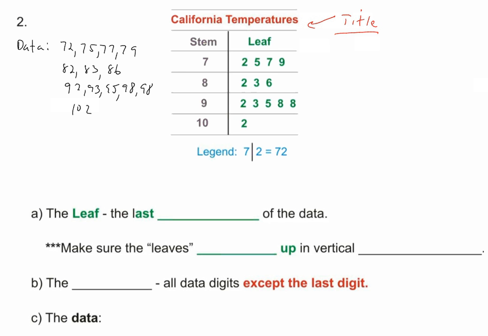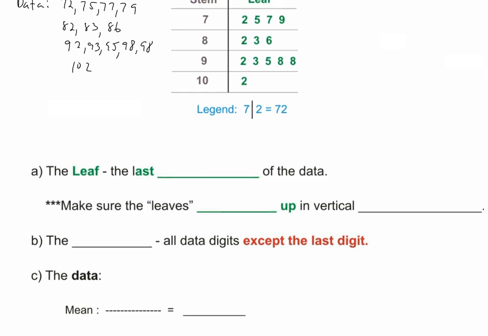See that top 2, it's a 72. This is an 82. This is a 92. And this is a 102, right? So you have to put the stem with the leaf to really understand what the data is. But there are 2 98s, right? And there's not 2 of any other piece of data. So the mode is 98. All right, so again, the leaf is always the last digit of the data. These can be decimals. That's possible.